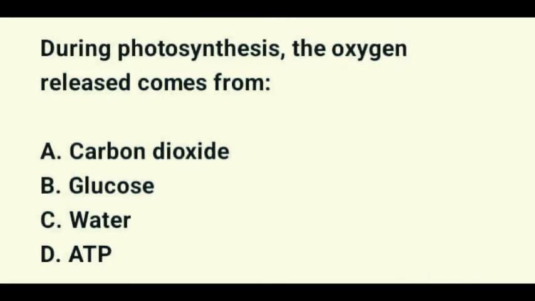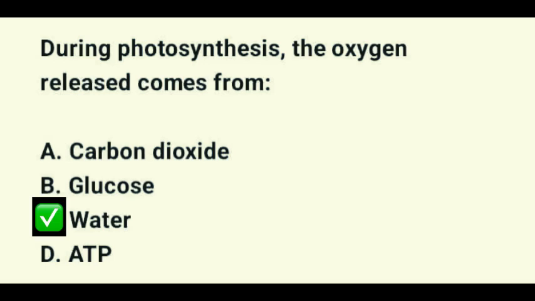Question 7 says, during photosynthesis, the oxygen released comes from dash. A, carbon dioxide. B, glucose. C, water. And D, ATP. The correct option is option C.